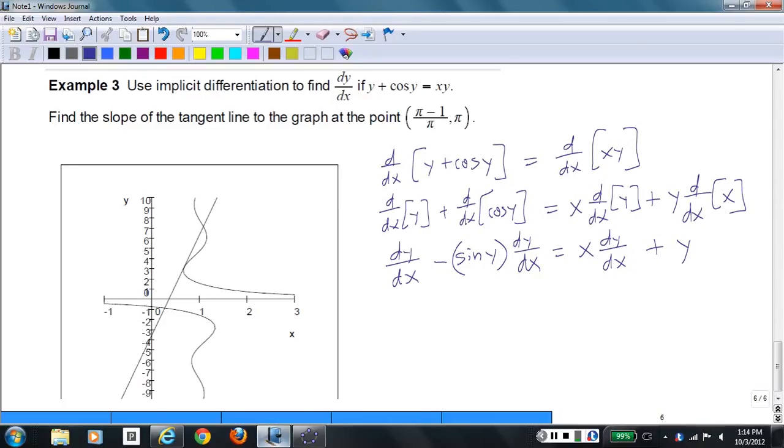We need dy/dx. So although we cannot find y explicitly in terms of x, we can find dy/dx explicitly in terms of, well, a mixture of both x and y. What we want to do is get all the terms, there are 3 of them, that have dy/dx in them together on the left-hand side. So the dy/dx I'll leave where it is. The minus sine y dy/dx I'll leave where it is. And the x dy/dx I will subtract from both sides to have minus x dy/dx and then nothing but y on the right-hand side.